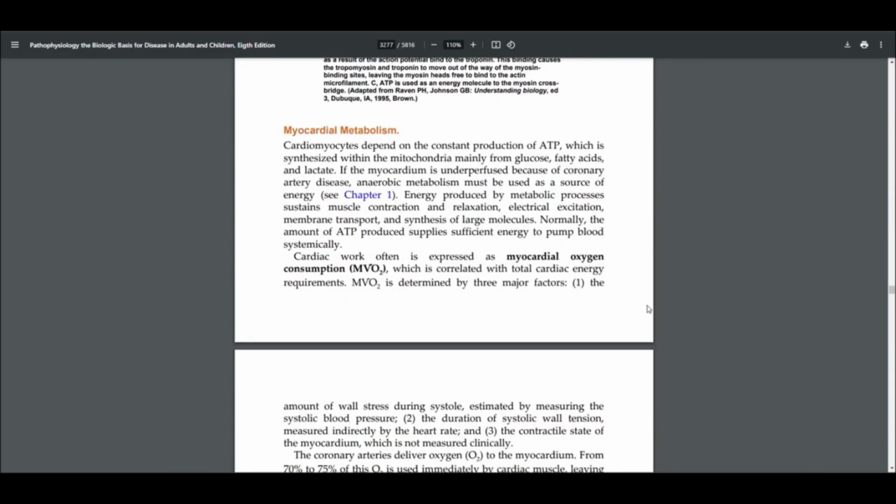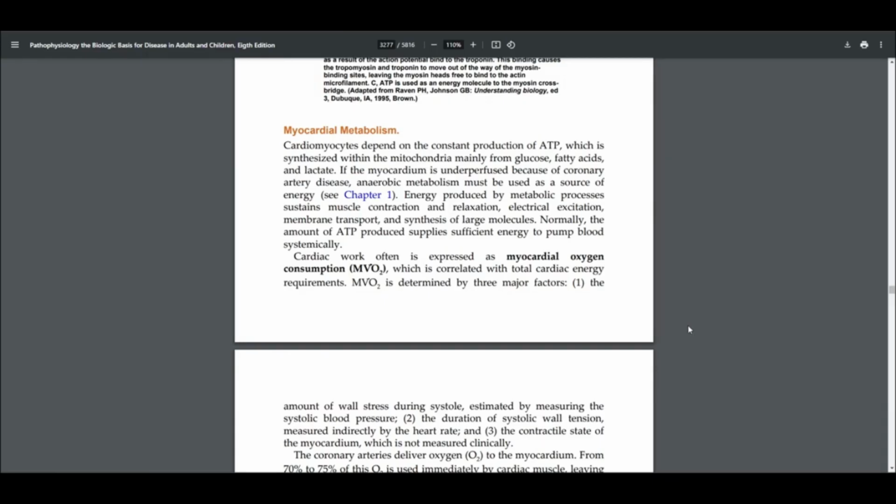So what is our myocardial metabolism? Cardiomyocytes depend on the constant production of ATP, which is synthesized within the mitochondria mainly from glucose, fatty acids, and lactate. If the myocardium is underperfused because of coronary artery disease, anaerobic metabolism must be used as a source of energy. Well, check that chapter 1.